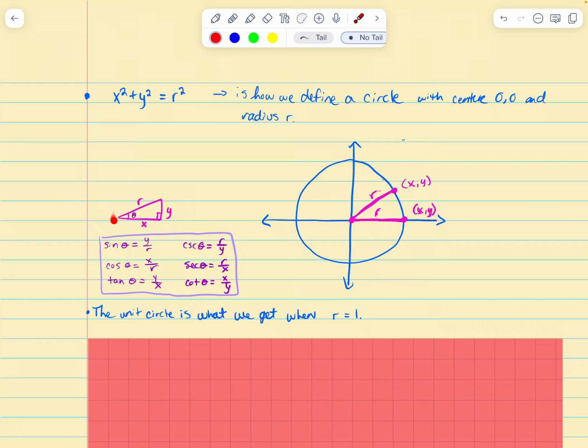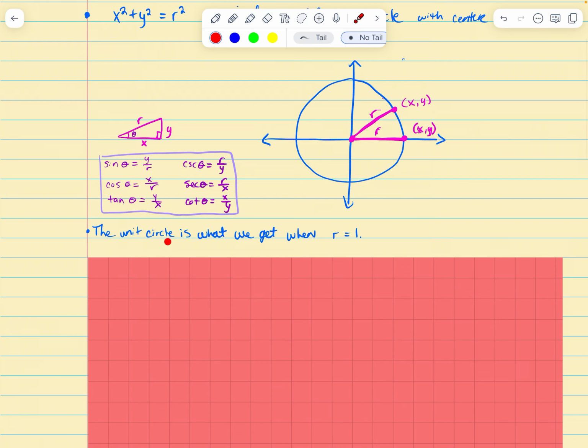From this is where we can define our trig functions, right? So we have sine theta is equal to y over r, cosine theta is x over r, tan theta is y over x, and then cosecant is the reciprocal of sine, secant is the reciprocal of cosine, and cotangent is the reciprocal of tangent. So this is the foundation of the unit circle. The unit circle is what we get when our r is 1.